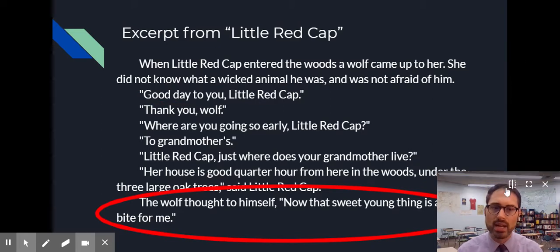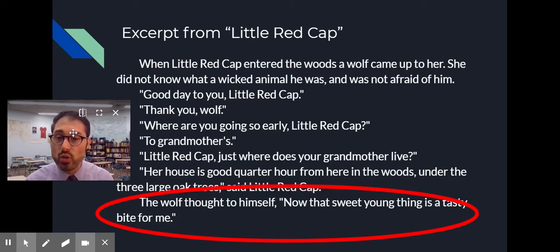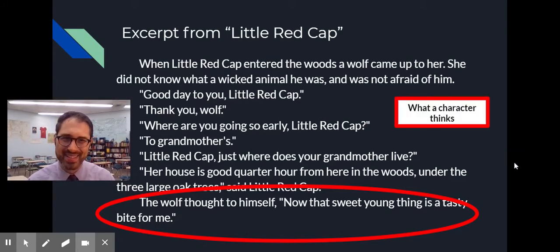Our last example here is at the bottom of the screen, and it says, "The wolf thought to himself, 'Now that sweet young thing is a tasty bite for me.'" Here we get what a character thinks. We know he's thinking it. It says, "The wolf thought to himself."